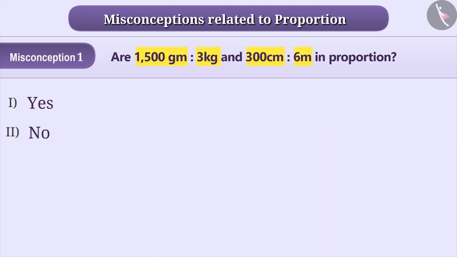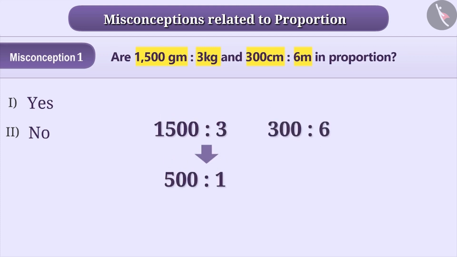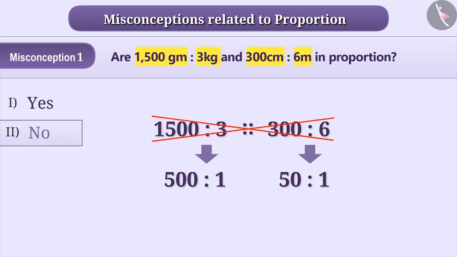Similarly, some students simply ignore the units. They simplify the ratios as 1500 is to 3 is equal to 500 is to 1 and 300 is to 6 is equal to 50 is to 1. They think that ratios 1500 is to 3 and 300 is to 6 are not in proportion. Because of these two misconceptions, students choose option 2 as the answer, which is incorrect.